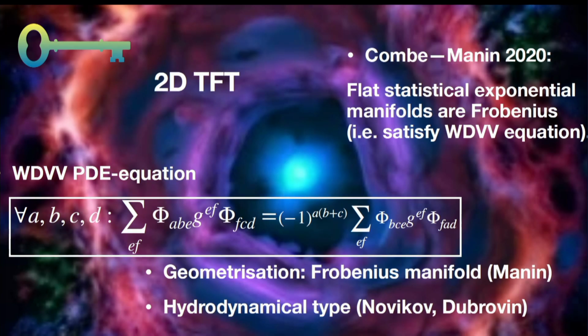Well, so let's start with a result that I had done in 2020 about flat statistical exponential manifolds. I proved that they are so-called Frobenius. That means they satisfy a given PDE named the WDVV equation, named after Witten, Dijkgraaf, Verlinde. So that's the one you can see here. Phi stands for the potential function, and G will be the Riemannian metric in this case.